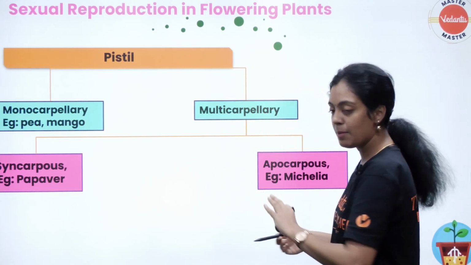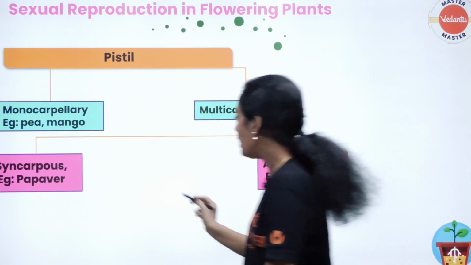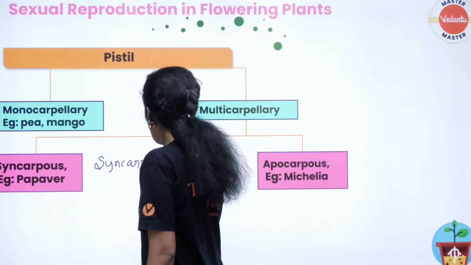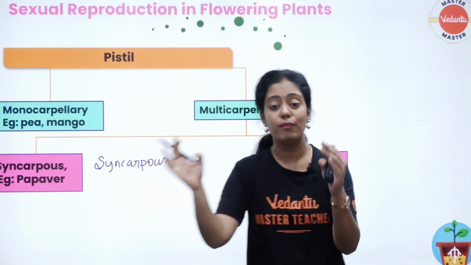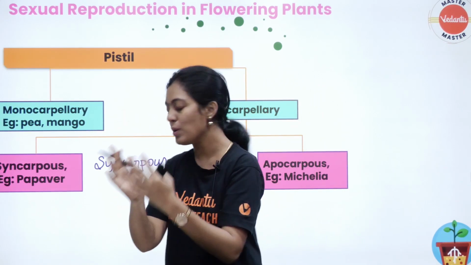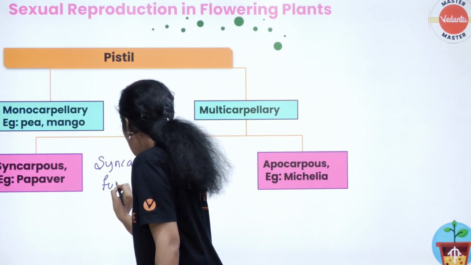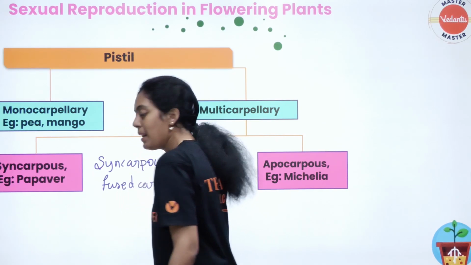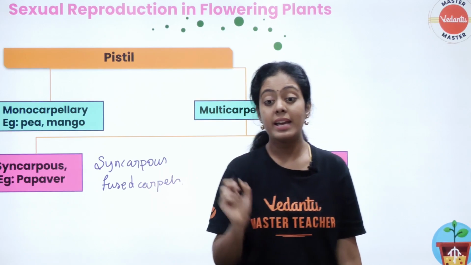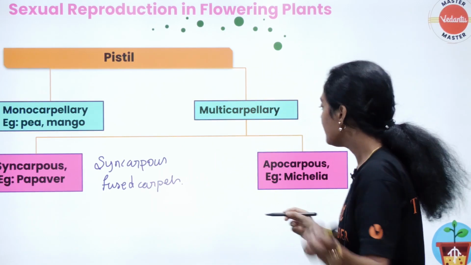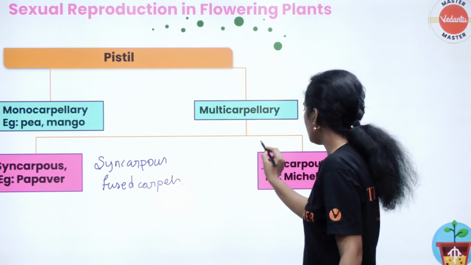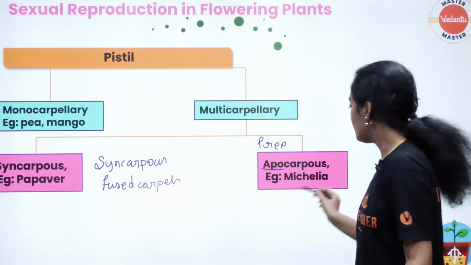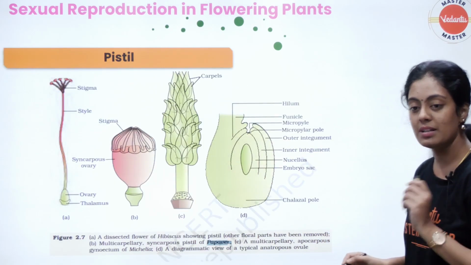In multicarpellary there are two types, children. One is syncarpous. What is syncarpous? Syn means fused, when the carpels are fused. I will show you the picture of fused carpels. Do you know an example? Papaver is an example for syncarpous. The other one is apocarpous. Apo means the carpels are free. An example is Michelia. I will show you the picture, you will understand it better.